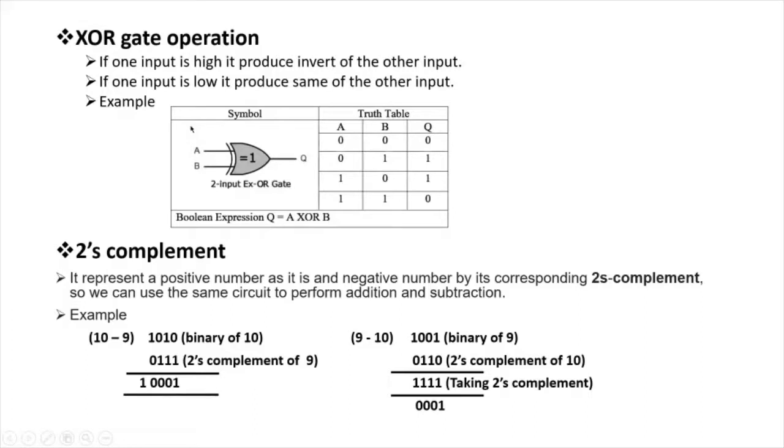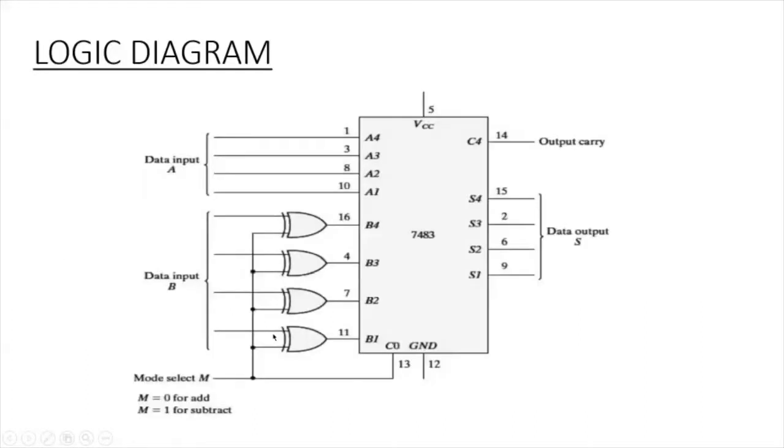Let's see how these two concepts are used in our experiment. Here is our logic diagram. This IC7483 can only perform addition operation. It cannot perform subtraction operation. We are giving input data A and input data B, and the output is collected at S4, S3, S2, and S1. This M plays the major role in this experiment, which is called the mode selector. When the M value is 0, it performs addition operation, and when the M value is 1, it performs subtraction operation. So this M decides which operation we are going to perform.